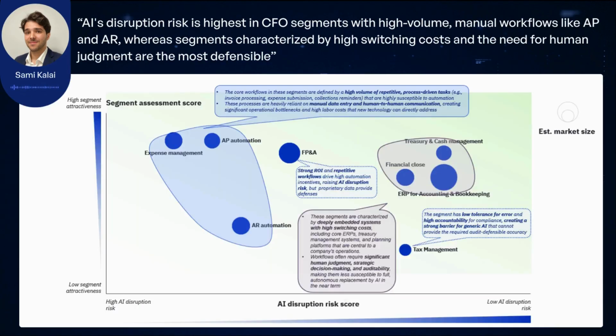Then here it's another view of what I said here. You can see the AI disruption risk score on the x-axis and the segment assessment score, the segment attractiveness, on the y-axis. This is how we measure the AI disruption risk, actually. We see that AP automation and expense management have high segment attractiveness but low AI disruption risk, along with AR, as we said. And on the right, the high AI disruption risk are treasury, financial closing, and European tax management, given they require significant human judgment, strategic decision making, and auditability, given they are regulated, which is why AI today is not at risk of disrupting the industry.